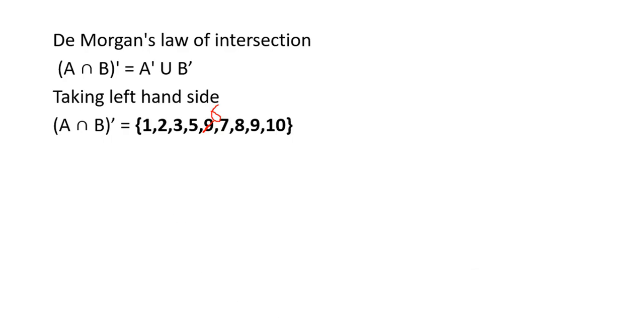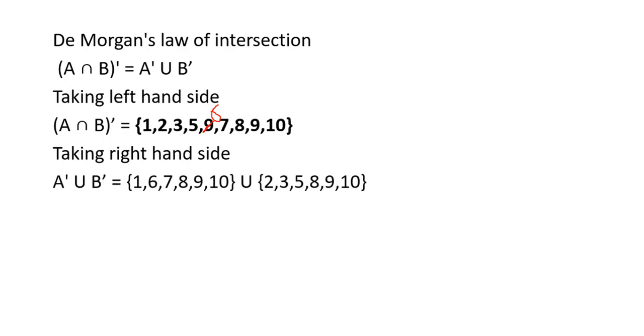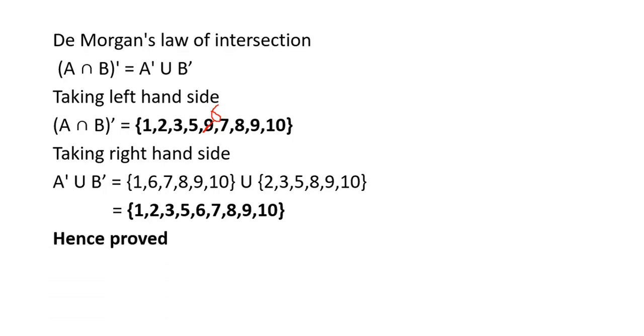Moving on, taking the right hand side, that is A complement union B complement. I've calculated the answers for A complement and B complement earlier, and this is my final answer: 1, 2, 3, 5, 6, 7, 8, 9 and 10. As you can see, both sides are equal, hence it is proved. I hope that you now have a better understanding of what De Morgan's law is and how we prove it.